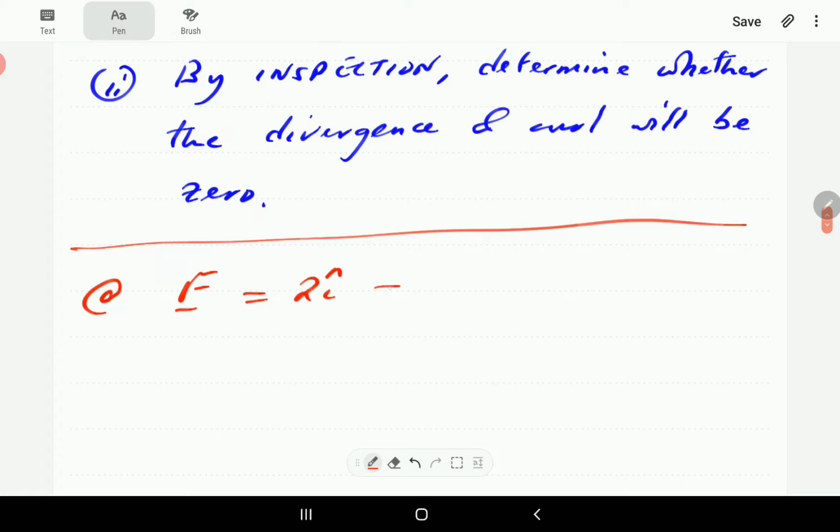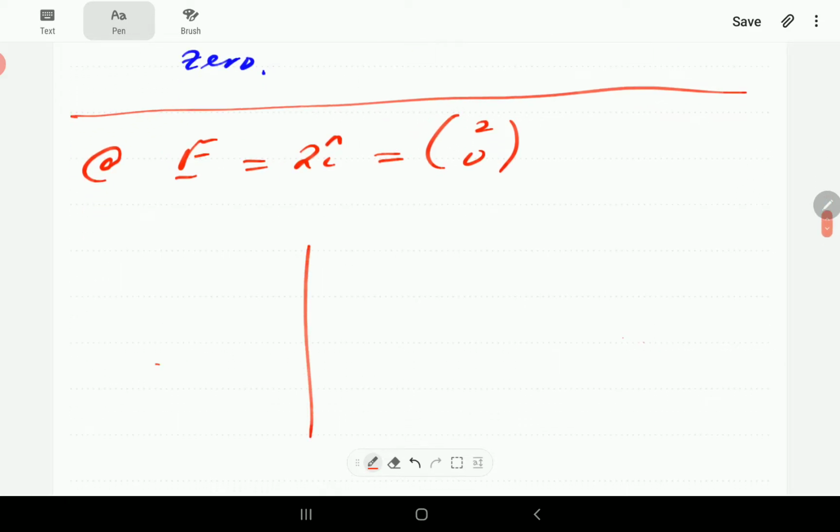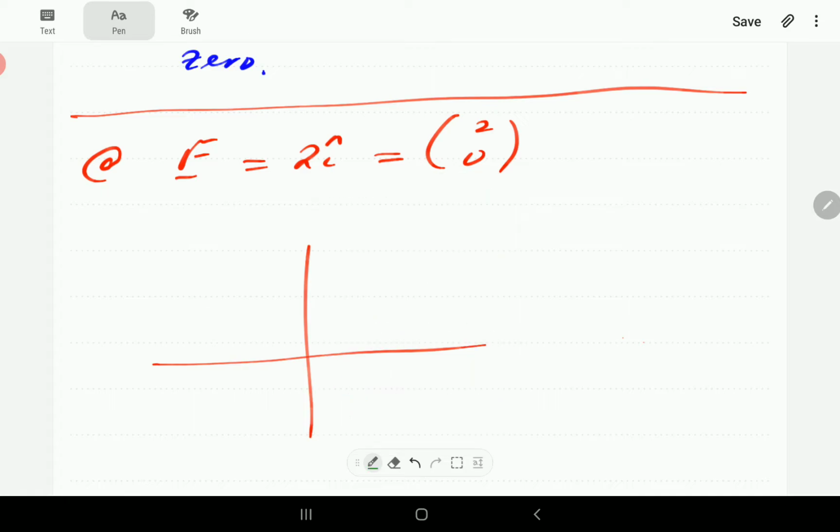So this is a constant vector. If I write it in column form, this is (2, 0). So it means at every point on the xy plane, this vector is just going to have an x component of 2. The x component is a horizontal component. So if we take the vertical axis, for instance, it doesn't matter wherever we are. I'm just going to take a few points along the vertical axis.